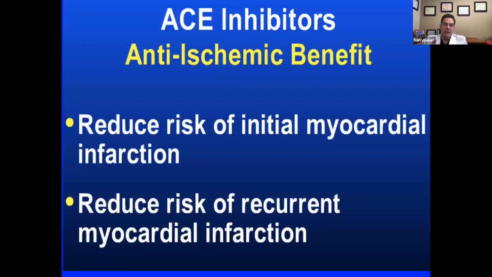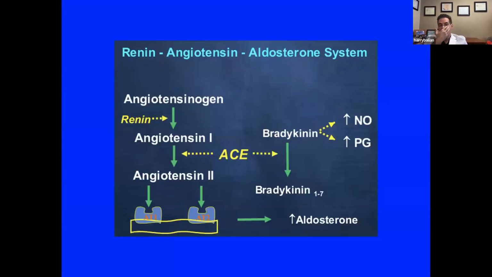Adjunctive treatments to heart failure: also ACE inhibitors have anti-ischemic benefit, reduced risk of initial myocardial infarction, and reduced risk of recurrent myocardial infarction. And ACE inhibitors, as I mentioned, decrease the conversion of angiotensin 1 to 2. Subsequently, you have increased bradykinin, which actually leads to increased nitric oxide. So again, ACE inhibitors are a good drug, but 30% of patients taking ACE inhibitors have this dry cough. That's one of the common complaints of patients on ACE inhibitors.